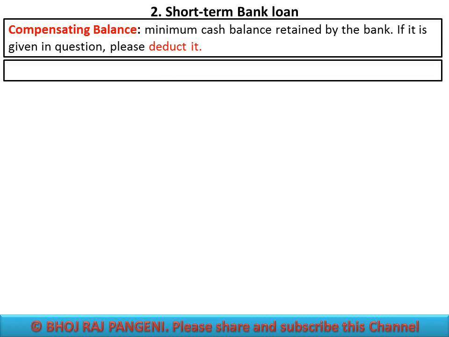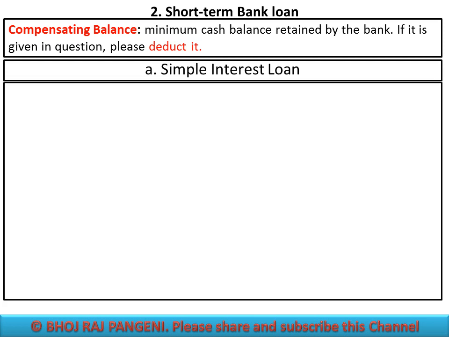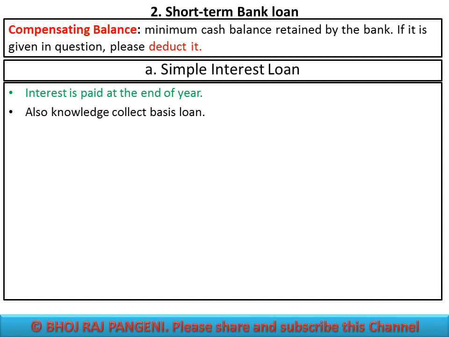Now, number A, simple interest loan. A simple interest loan means the interest is paid at the end of each year. Interest paid at the end of each year is called simple interest loan. Okay. Now, also known as the collect basis loan.